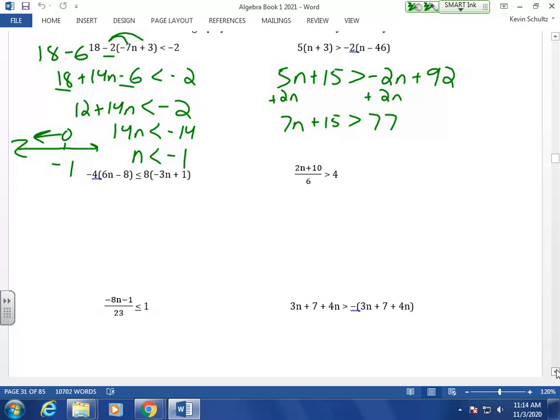and so we get a 77 there. So why did I write plus 15? I don't know. Jumped ahead. So we get 7n is greater than 77. Divide both sides by 7, and n is greater than 11, which is an open circle at 11, going to the right.